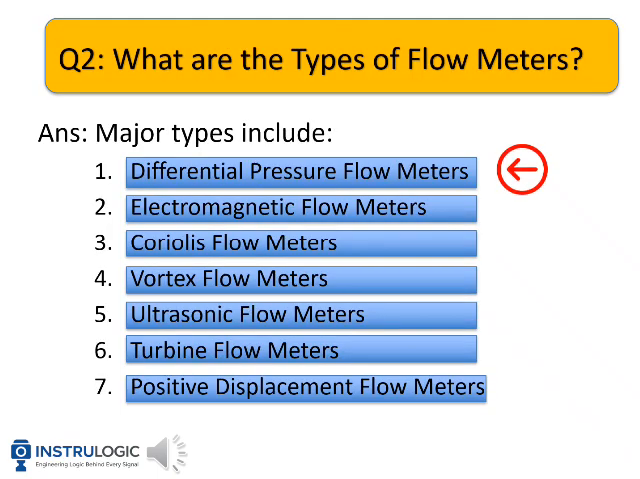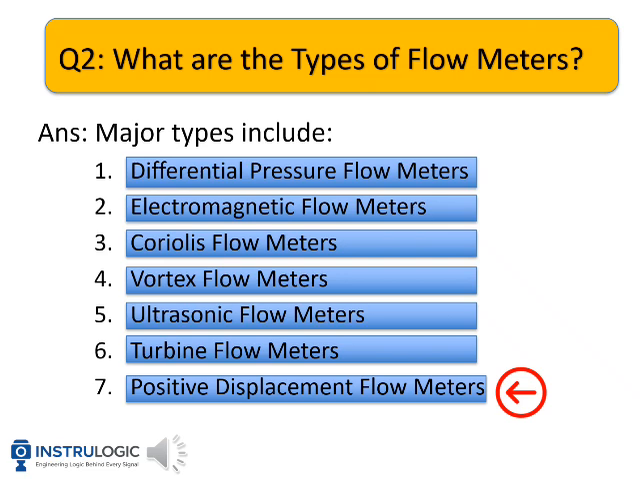Question 2. What are the types of flow meters? There are several major types used in industries. Let's list them. Differential pressure flow meters. These are the most common and work by creating a pressure drop across an obstruction. Electromagnetic flow meters. Ideal for conductive liquids, using Faraday's law of electromagnetic induction.